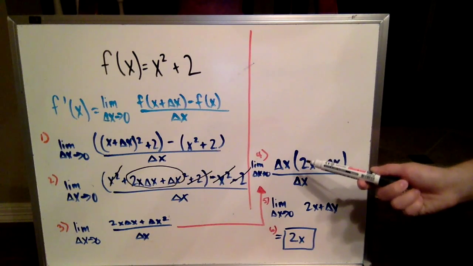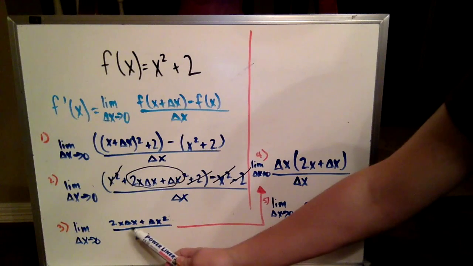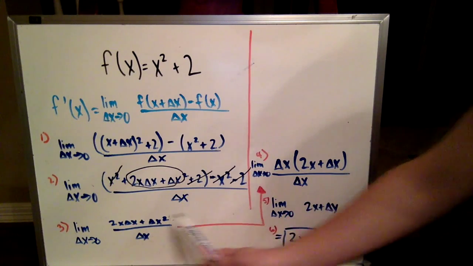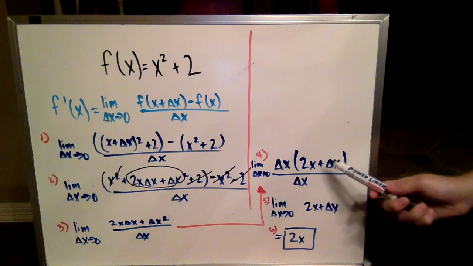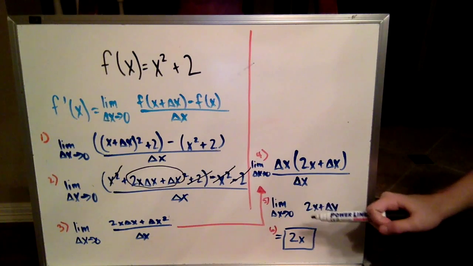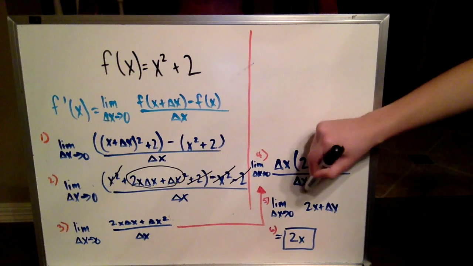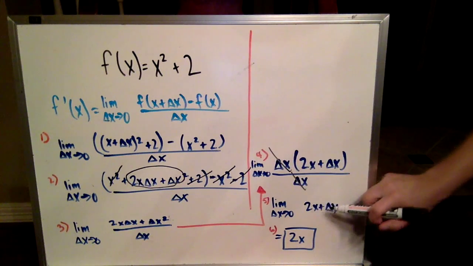Step number 4, you're going to take out the delta x because it's common in these. So you can see you have a delta x here and a delta x here. So that leaves you with 2x plus delta x, all over delta x. The next step, step number 5, you're going to cross out the delta x if you need to show that it's gone. And so you're left with 2x plus delta x.